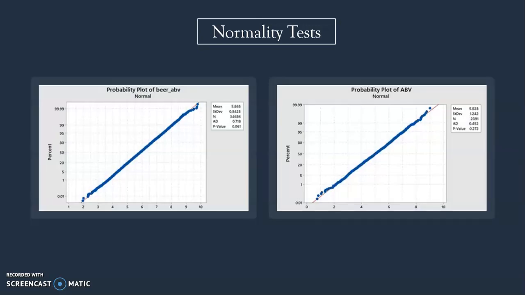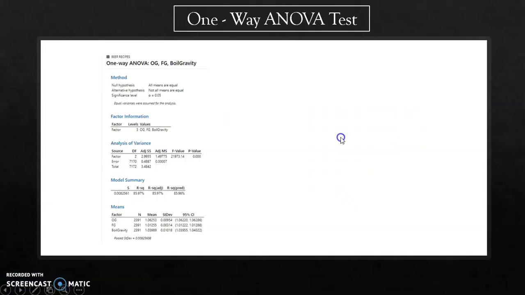So the Anderson-Darling normality test was performed on a total of 6 columns to check if the data qualifies for normality to be taken further for statistical analysis. Here you can see the results of 2 of those columns. The p-value proves that it passes the normality.